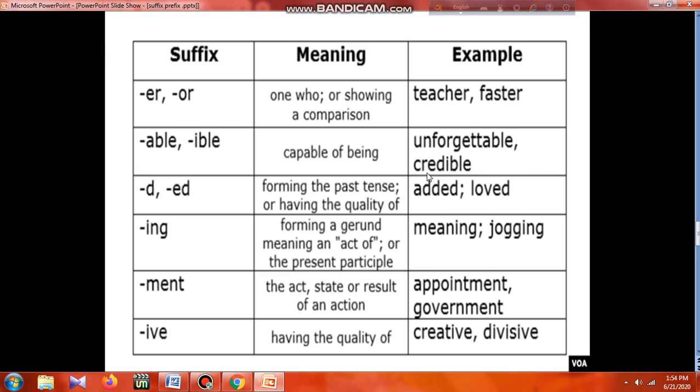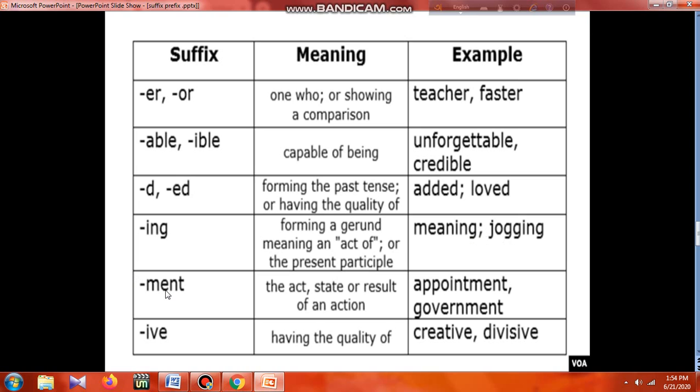unforgettable, credible. Another one is -ed. It expresses the past form of the verb, having the quality, like added, loved. And then there is -ing, forming a gerund meaning an act of, or the present participle, like jogging. So -ing is added and they become gerund.